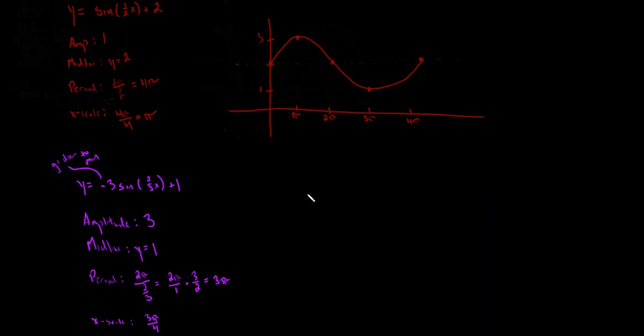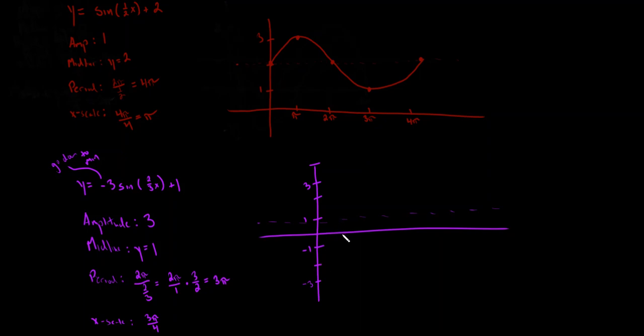Let's get to graphing this. All right, so our midline is up at 1. I'm going to go ahead and just draw a dotted line going along there. All right, and our amplitude is 3, so I got to go up 3. So I got to go up to 4, and I got to go down 3, so down 1, 2, 3. I got to go down to -2, okay?